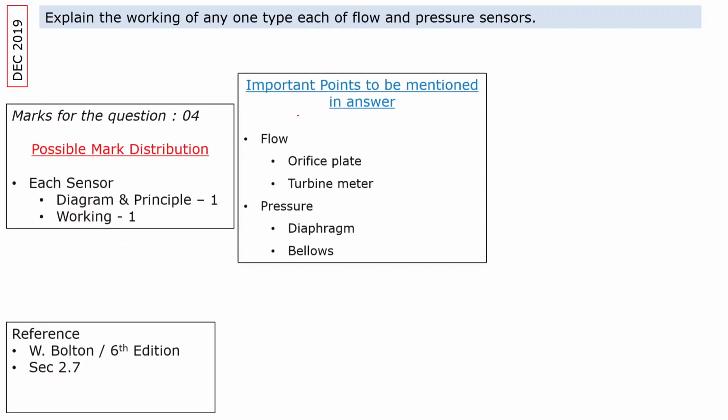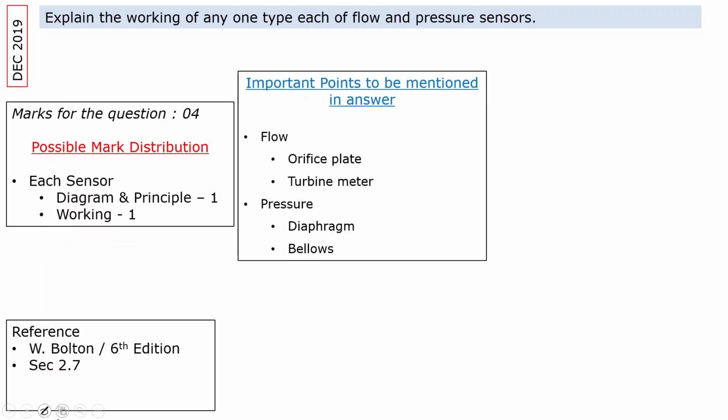Now the next one is: explain the working of any one type each of flow and pressure sensor. You have to look into the question. The marks for this particular question is 4 marks, and you can mention any one type of flow and pressure sensor. For each sensor, you have to draw the diagram, mention the working principle, and mention the working.